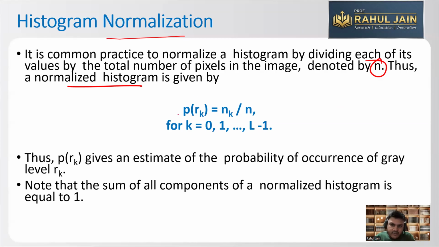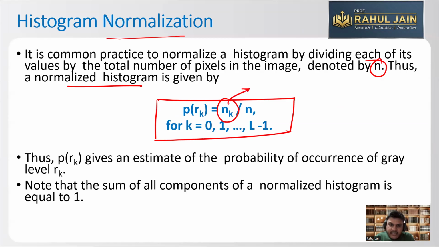A very simple mathematical formula for that is p(r_k) = n_k / n, where n_k is the number of pixels with a particular value and n is the total number of pixels in that image, where k could be any intensity level from 0 to L minus 1. This p(r_k) gives us an estimation of the probability of occurrence of a gray level, which is what we are calling r_k, the gray level here. The sum of all components of a normalized histogram must be equal to 1.